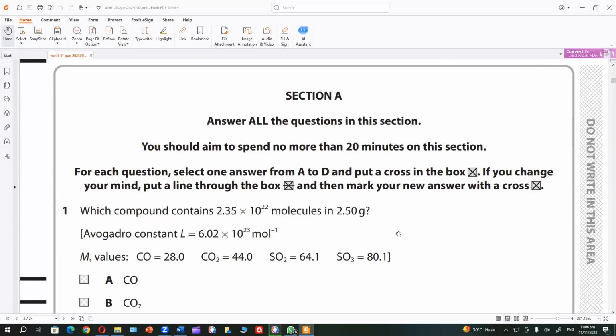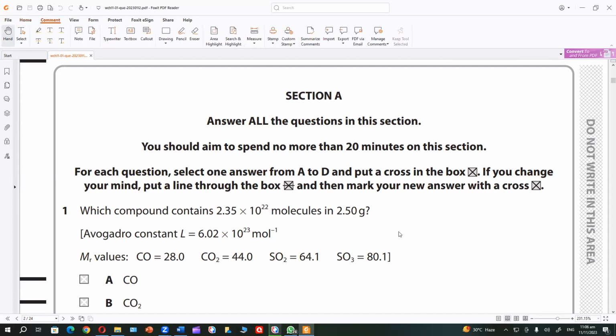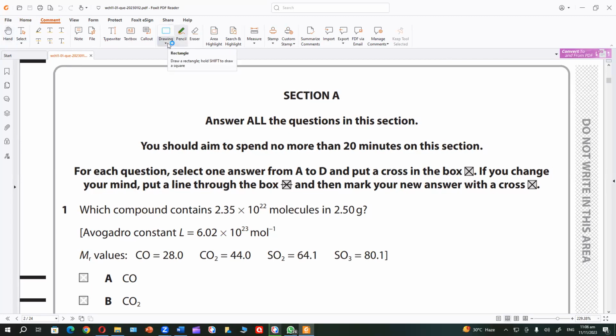This paper, as per my record, this paper is January 2023.